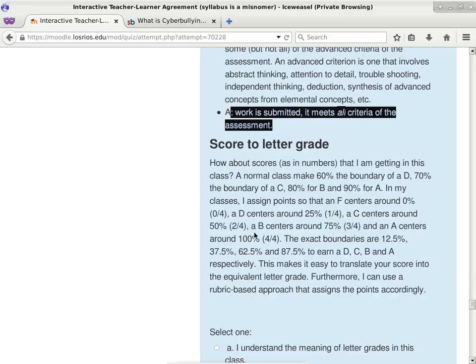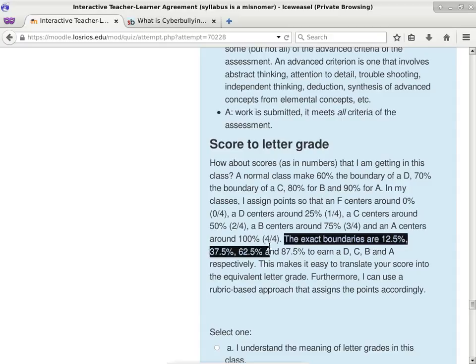So as a result, I don't even bother with the 60% is a D and so on. I just do a straight scale. Okay. So the boundaries of D, C, B, and A are 12.5, 37.5, 62.5, and 87.5%.